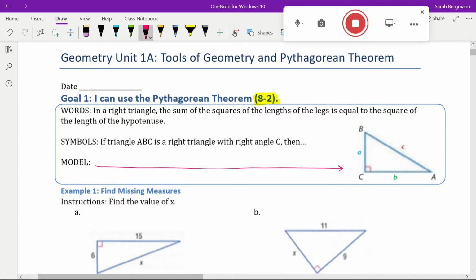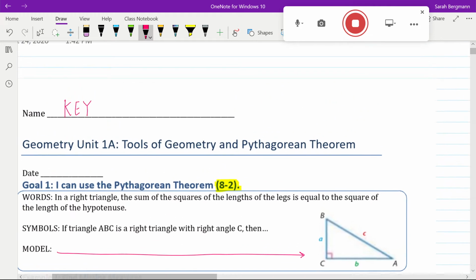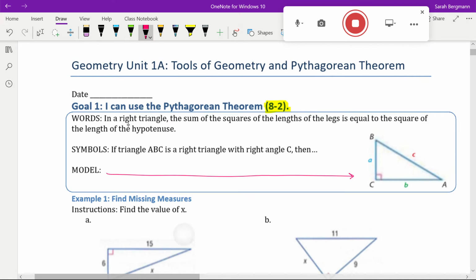So the Pythagorean theorem, I know you've learned this before, but just to review it: in a right triangle, the sum of the squares of the lengths of the legs is equal to the square of the length of the hypotenuse. So that sounds like a lot, but let's break it down. Remember, a right triangle is basically a triangle with a right angle. For example, this triangle, triangle ABC, has a right angle, angle C.